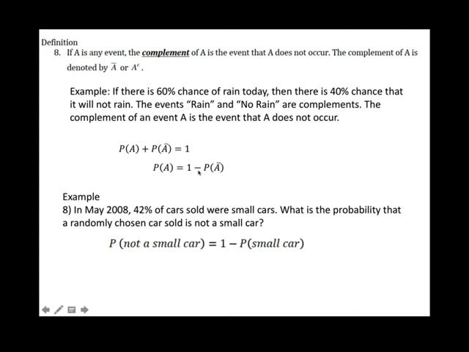All right, the probability of not a small car is equal to 1 minus the probability of a small car. And a reminder, don't use the percentage in the probability. We change it to a decimal here. So that will be equal to 0.58. The complement, we're going to talk about it again in section 4.3. Okay, and that's it.